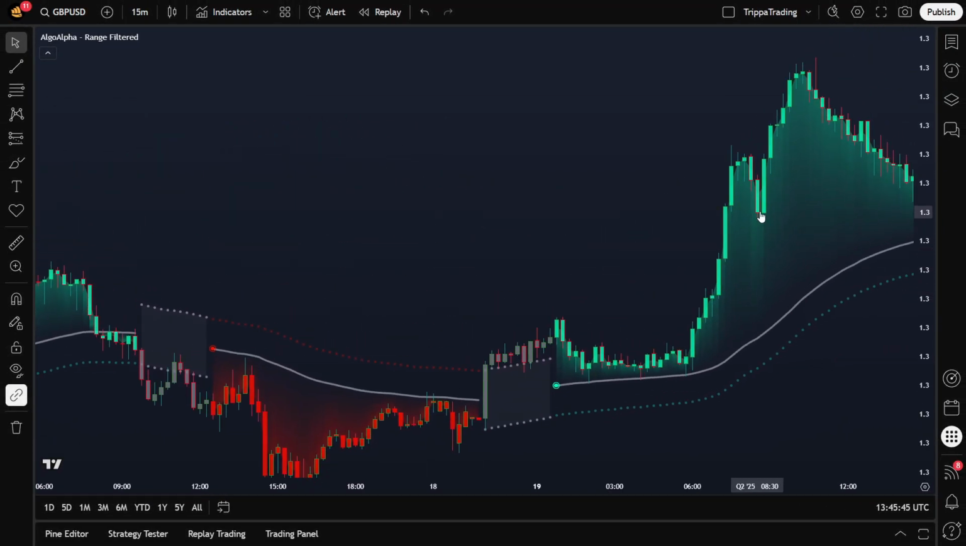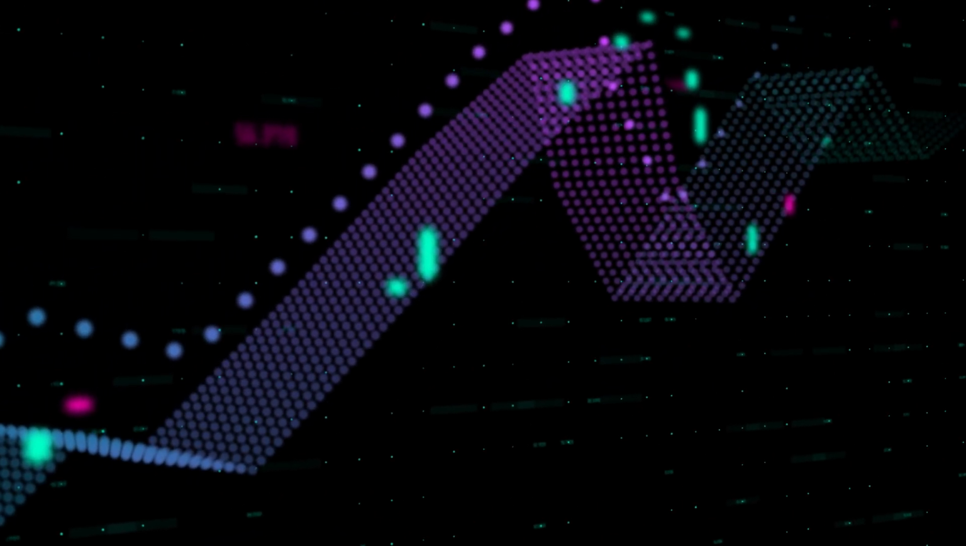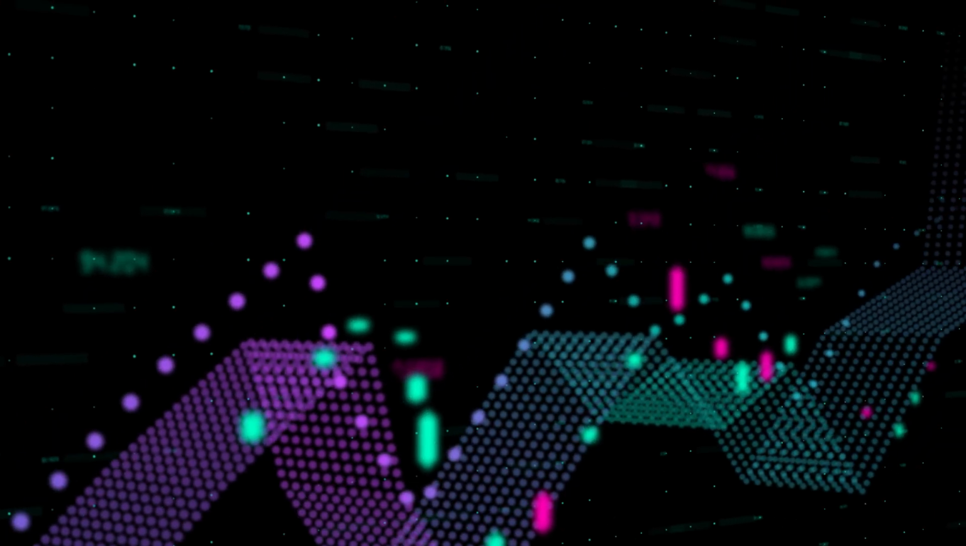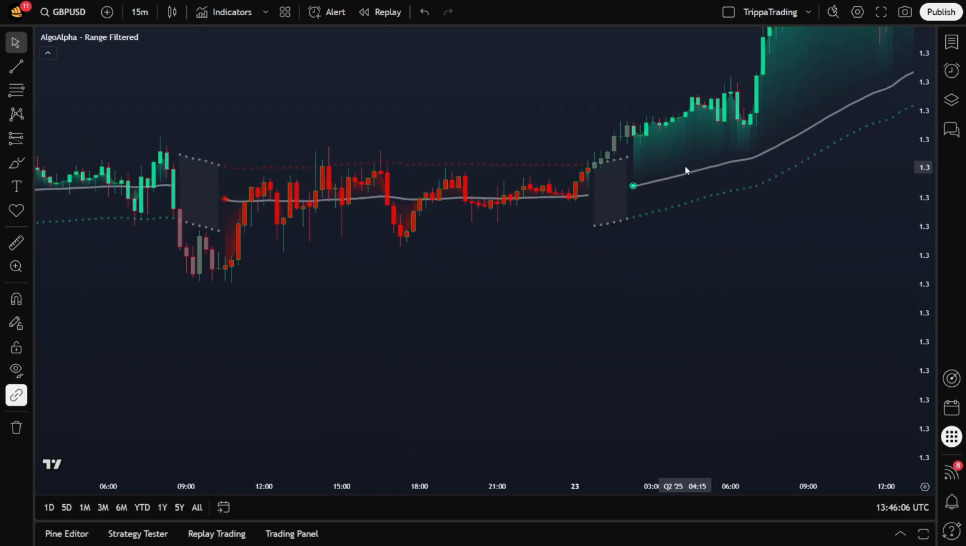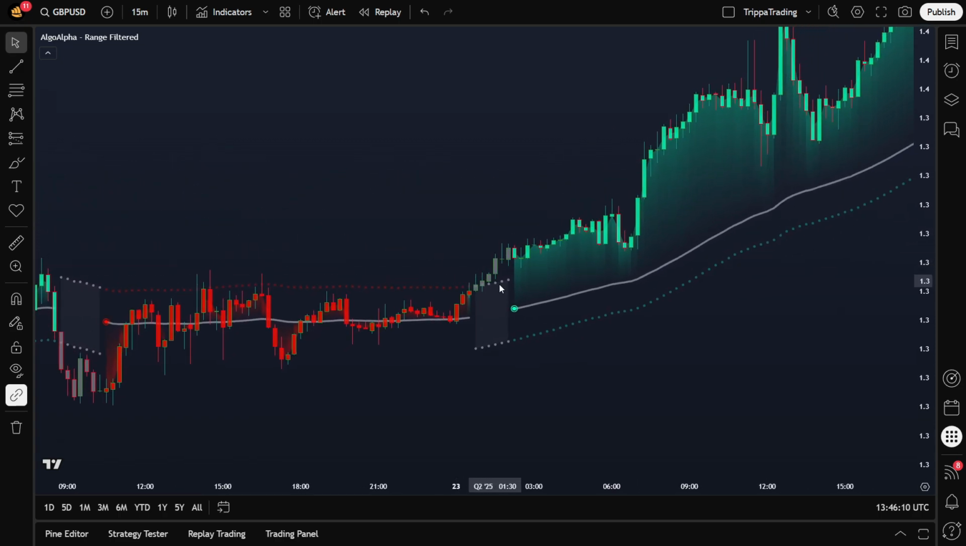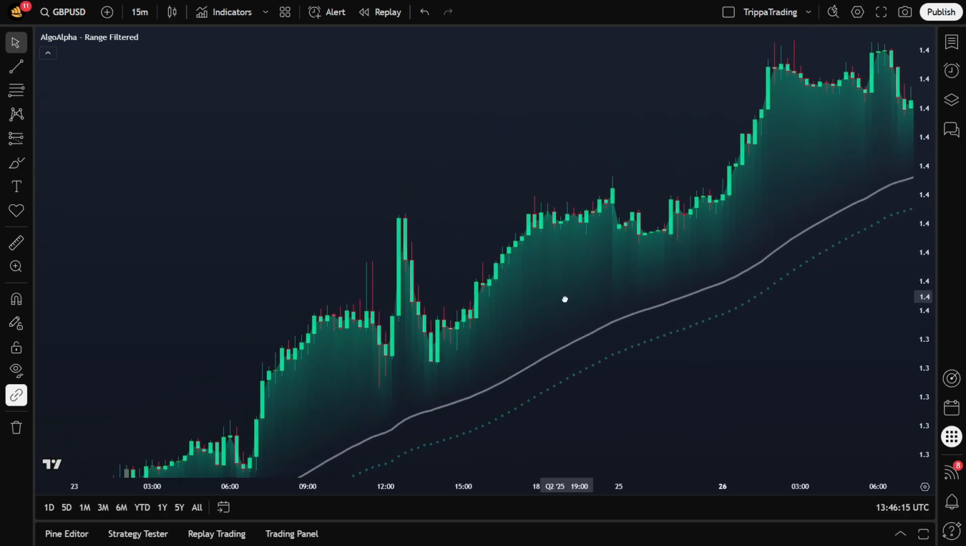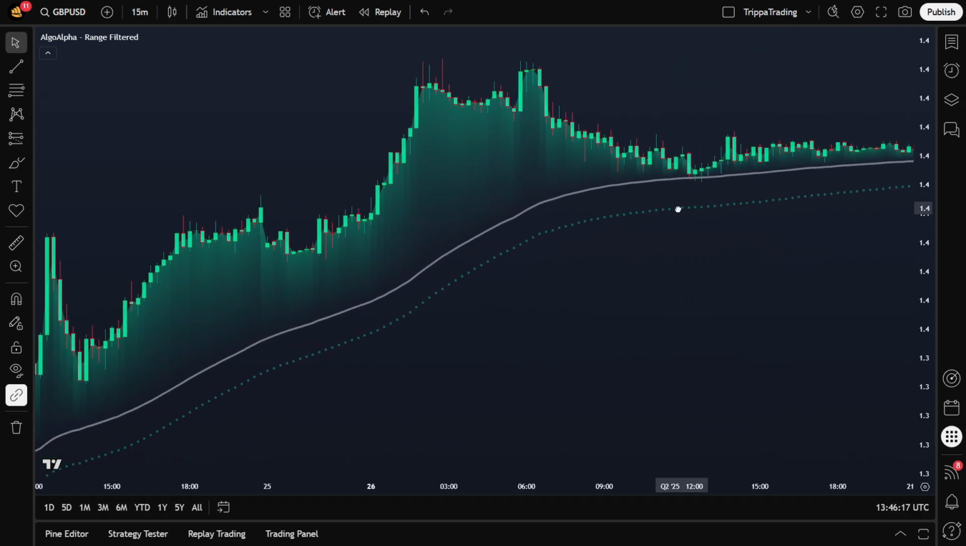So to sum it all up, the Range Filtered Trend Signals by Algo Alpha is a clean, intelligent indicator designed to give you clarity in trend trading and help avoid the chop. With its layered logic, smoothing, supertrend, and range filters, it becomes a solid tool for identifying precise entries and exits with less noise. As always, this is not financial advice, just a breakdown of how the indicator works and how traders might choose to apply it. Always combine it with your own price action, confluence, and solid risk management before taking any trades.